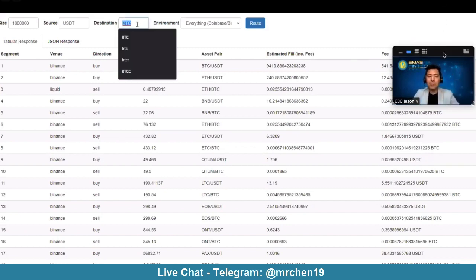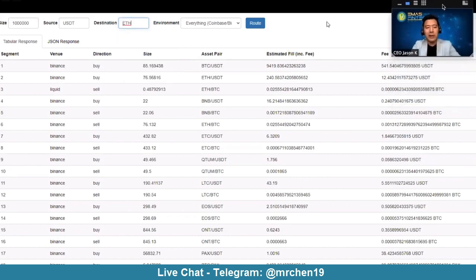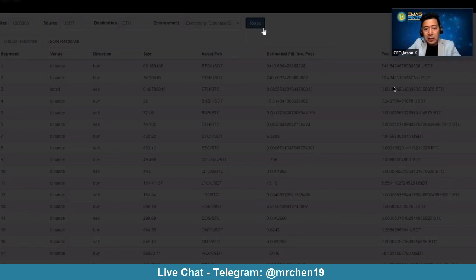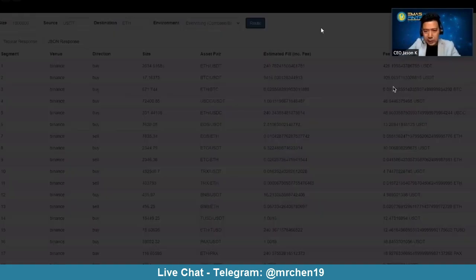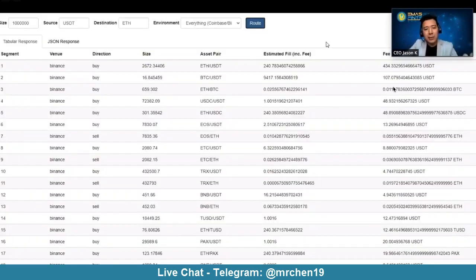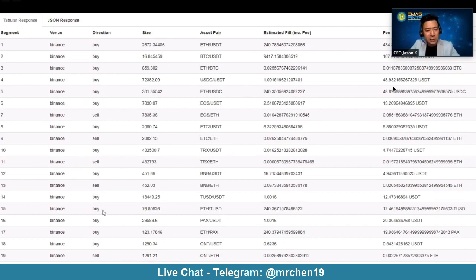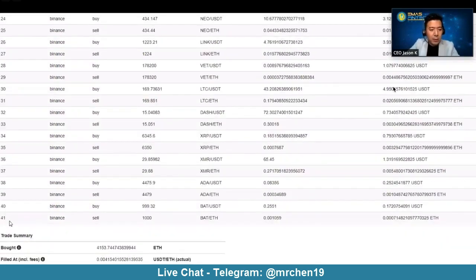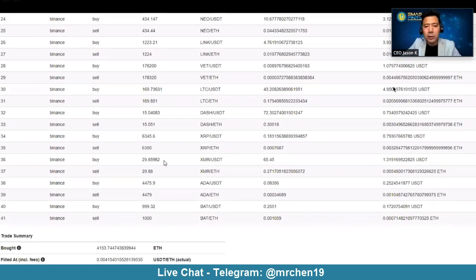Okay, so right now, I'm going to go for Ethereum. Before that, I want you guys to take a look at one thing, how fast my system is doing this. As you can see, the max is 2 seconds. My system can generate all these intelligent order routes. And this time, how many do we have? We have 41 routes, okay?